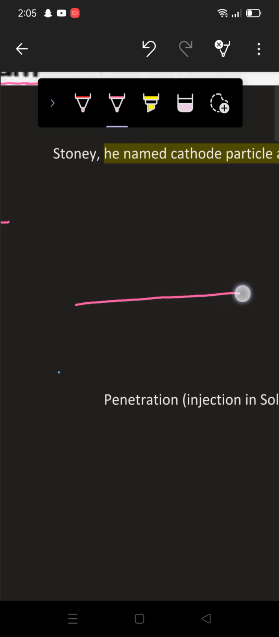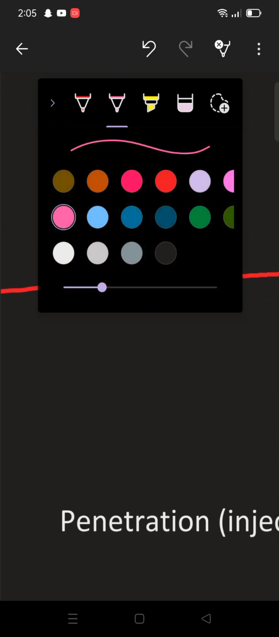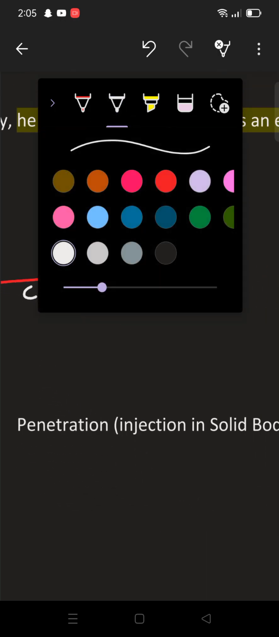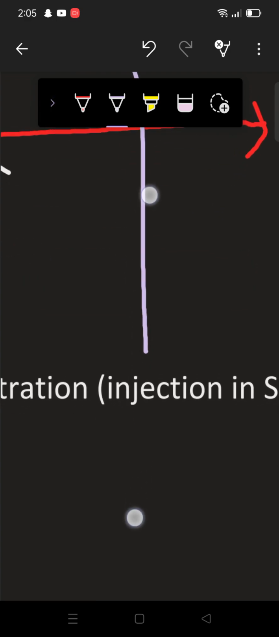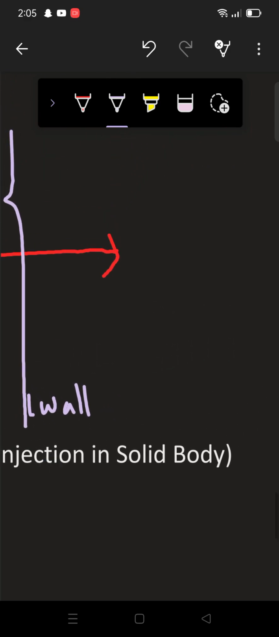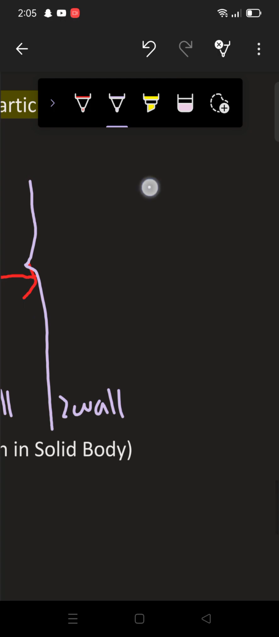Basically, we have Cr, or I can make this Cr with red color. Cr means cathode ray, right? And here we have a wall. This is the first wall I have, right? Here I have the second wall, and here I have the third wall, right?